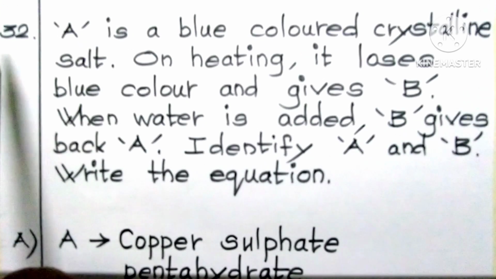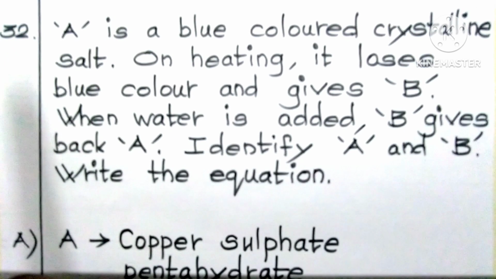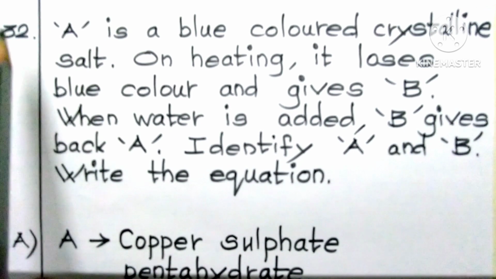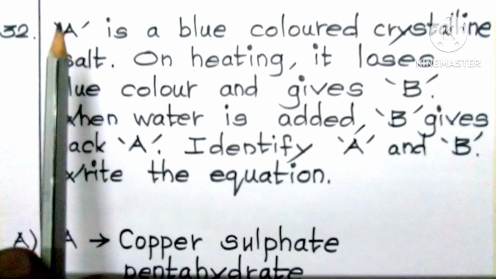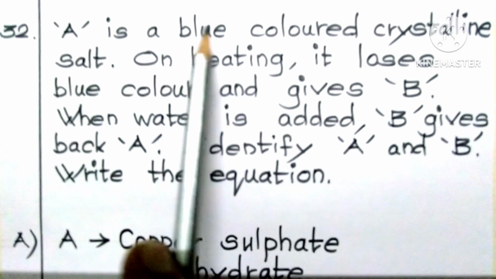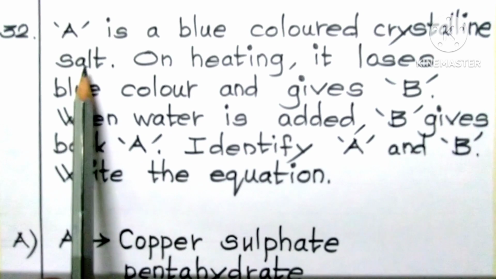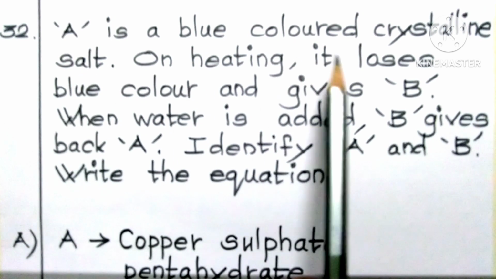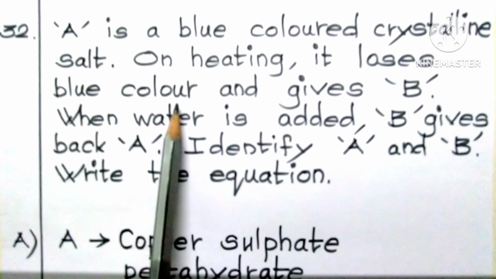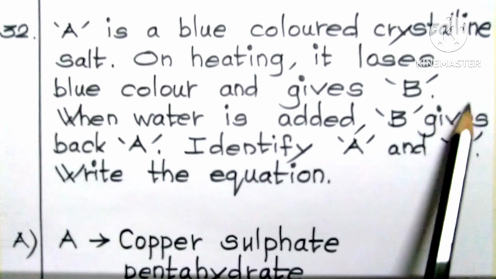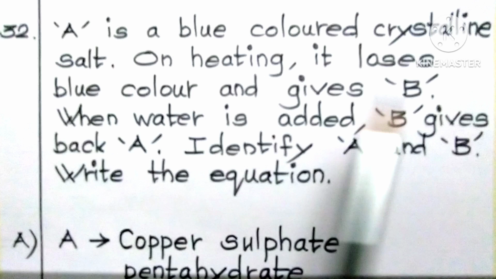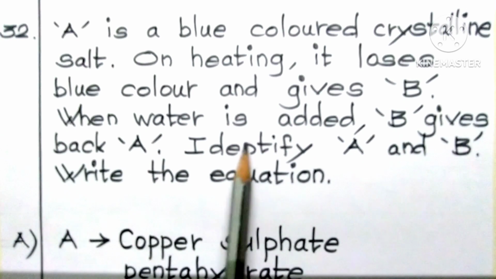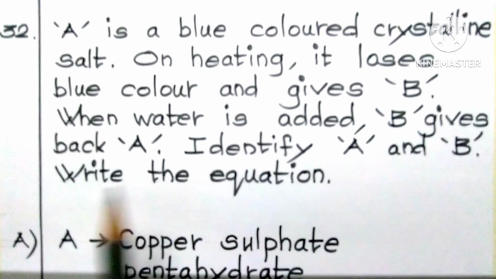Now let us see question number 32, which is the 3 mark question, and again it's a compulsory one. The question goes like this. A is a blue colored crystalline salt. On heating, it loses blue color and gives B. When water is added, B gives back A. Identify A and B. Write the equation.